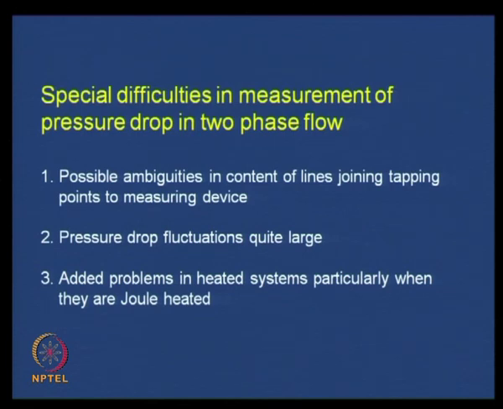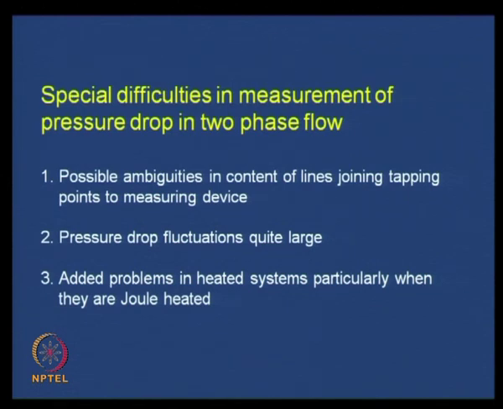Okay. So, what are the major challenges or special difficulties in measurement of two phase pressure drop? First thing, as I have told you, the moment a second phase enters, there are possible ambiguities in the content of the lines joining the tapping points to the measuring device. These slides I think you can get, is it not?